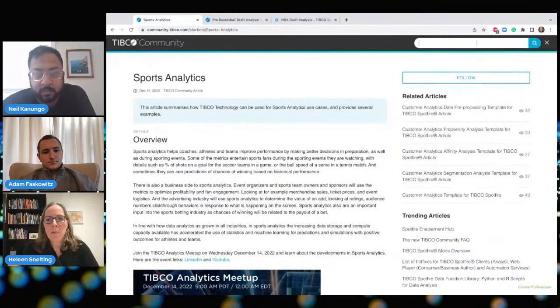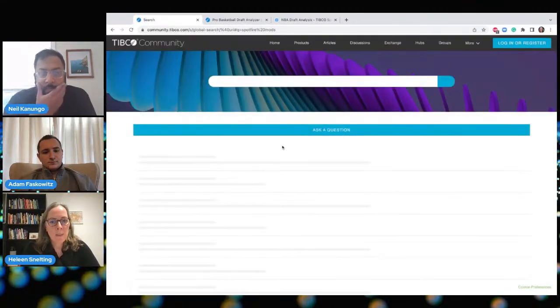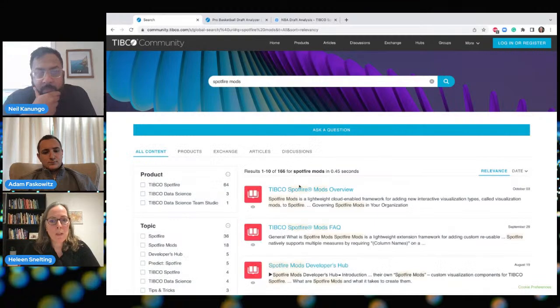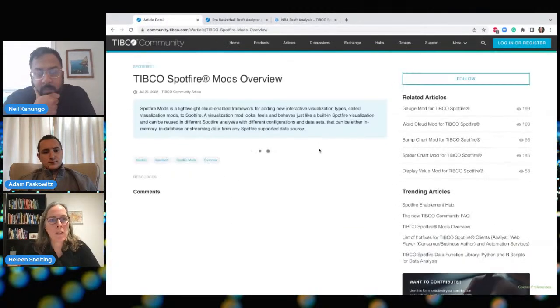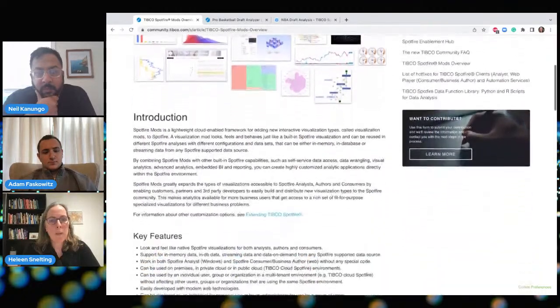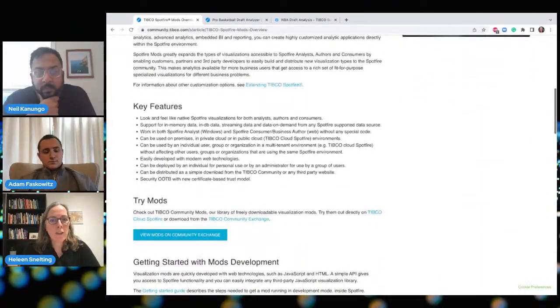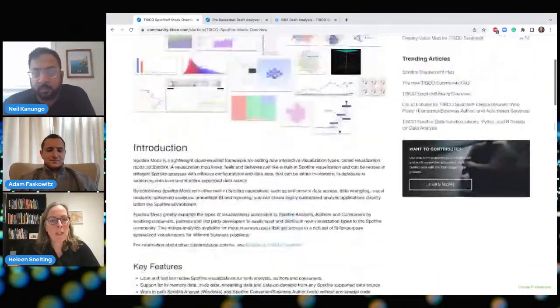The other thing I wanted to point out is Spotfire Mods. Those were used today. Adam explained those, Neil as well. There are lots of resources on the community. I think the Spotfire Mods overview is a good way to start. This explains what is available, a bit of background, and this is really if you want to use mods: just download them and put them in your dashboards.